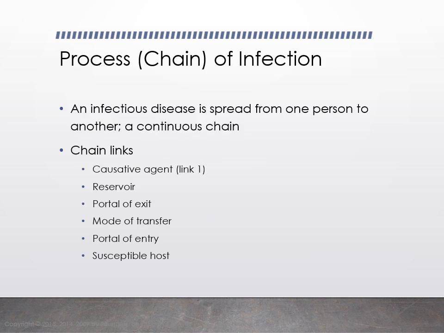Now we're going to be looking at the process or the chain of infection. So an infectious disease is spread from one person to another. It's a continuous chain. So we're going to be looking at a picture in the next slide that will help this make sense. So the chain links include the causative agent. This is our first link. The reservoir, the portal of exit, the mode of transfer, the portal of entry, as well as the susceptible host. So we're going to be going into these in the next couple slides, guys.